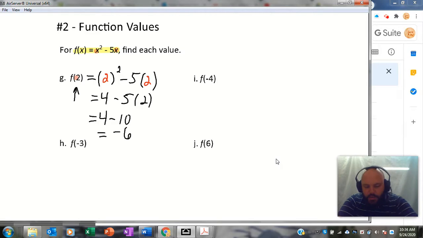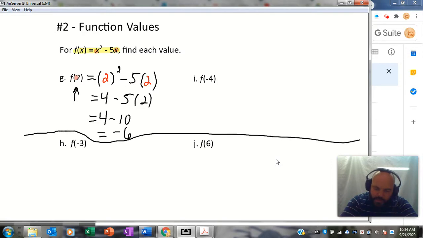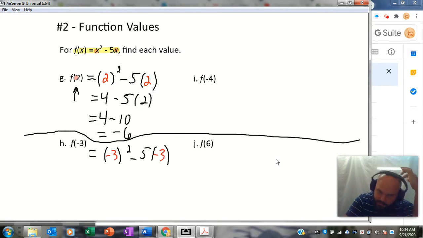Okay, let's do another one of those because those are a little bit trickier than the last one. Okay, so we have f of negative 3. So I'm going to write my equation out first. So it's x squared minus 5x. And inside the parentheses, in this case, we're going to put in negative 3, but it has to go in both places where there was a variable.